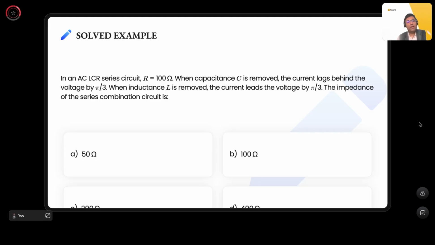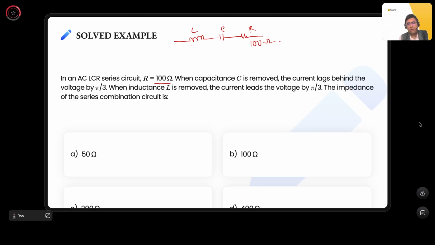In an AC LCR circuit, R is 100 ohm. When capacitance C is removed, the current lags behind the voltage by pi by 3. Okay, so let's do it step by step. So we have an LCR circuit, with C, and this is R. And R is 100. Now they are telling us the capacitor is removed, so it becomes an LR circuit.